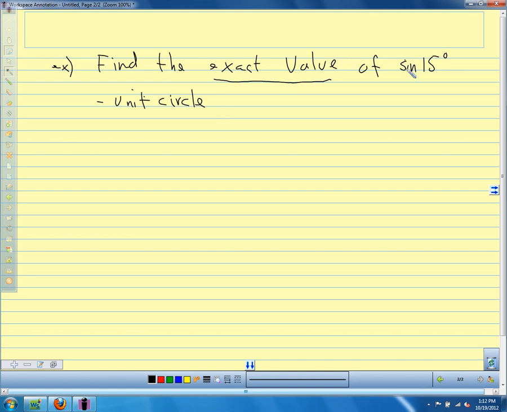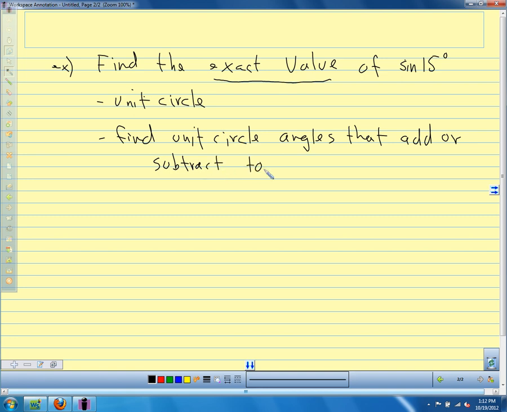So for problems like this, what we want to do is find unit circle angles that add or subtract to get 15 degrees. So what two angles on the unit circle do we know that we can add or subtract to each other, or from each other, to get 15 degrees?